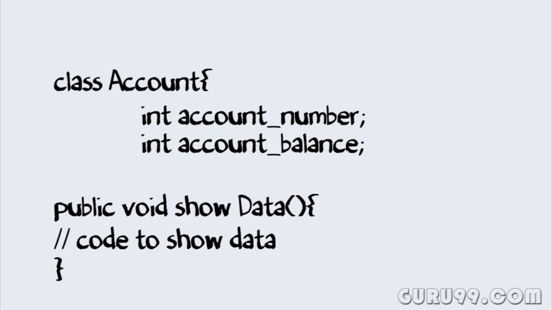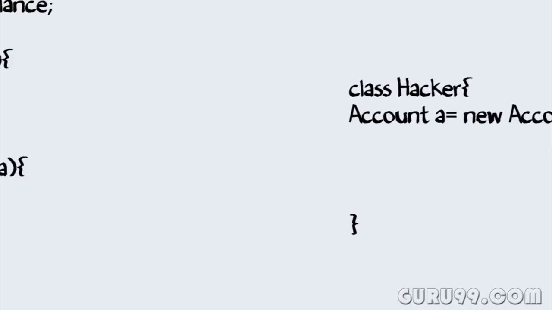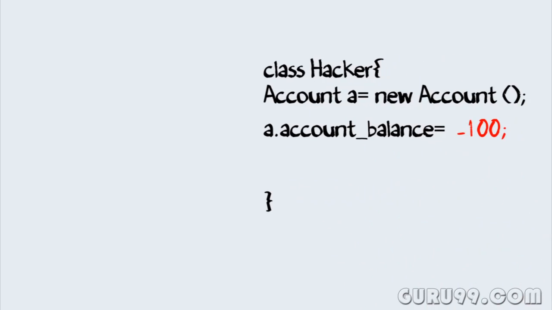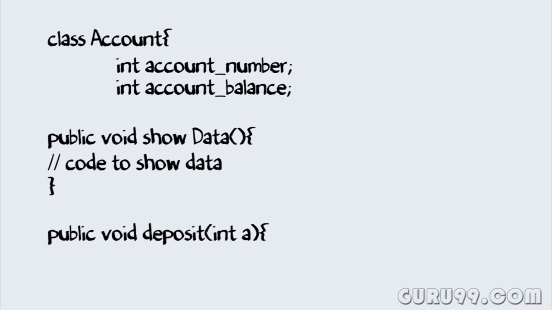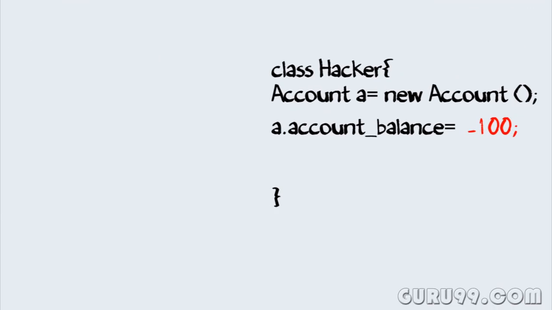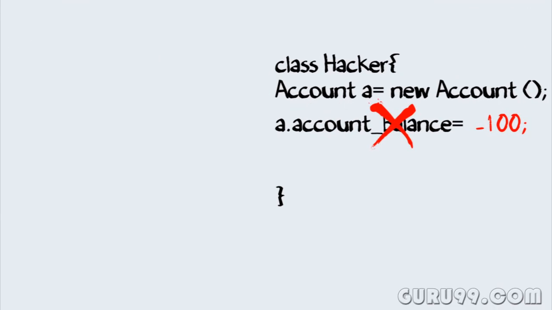Coming back to the banking example that we used earlier, suppose a hacker is able to gain access to the code and tries to deposit an invalid amount into your account. Usually, variables in a class are set as private, and they can only be accessed via corresponding methods. So, such access is not allowed.